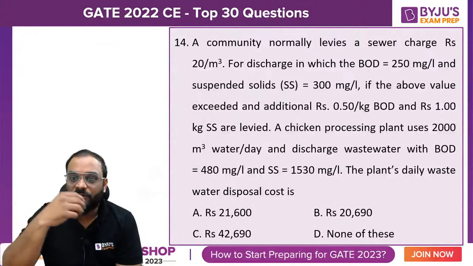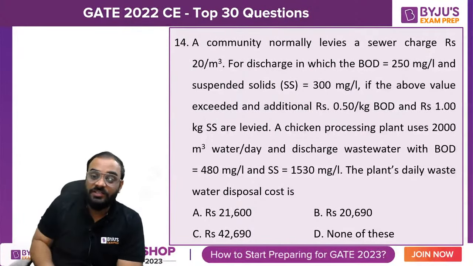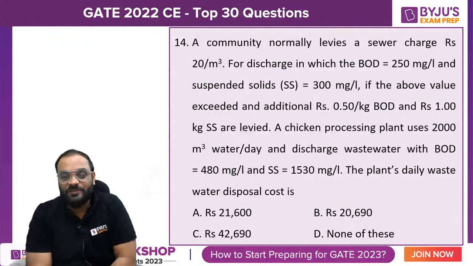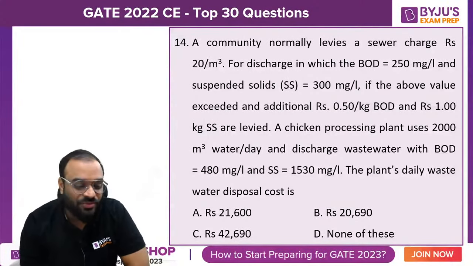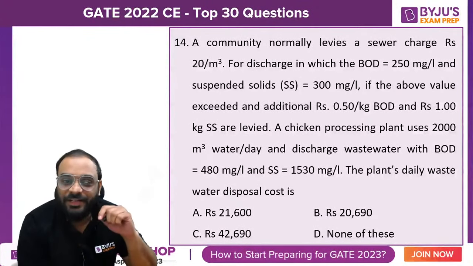Now we have a chicken processing plant, which used to discharge 2000 meter cube water per day, and the discharged wastewater has 480 milligram per liter of BOD and 1530 milligram per liter of suspended solid. Now guys, the cost will be what? You need to find out the cost, right?